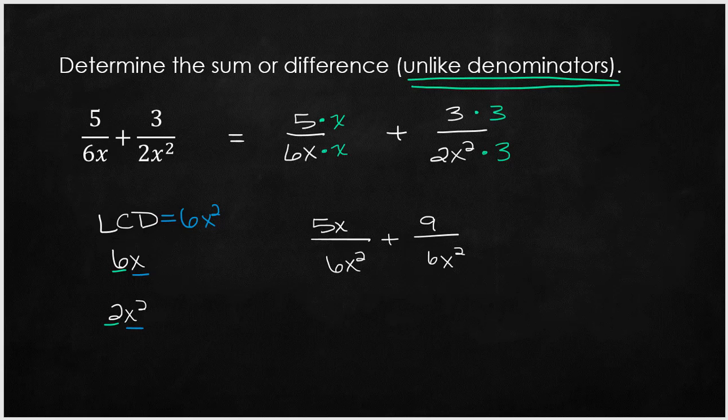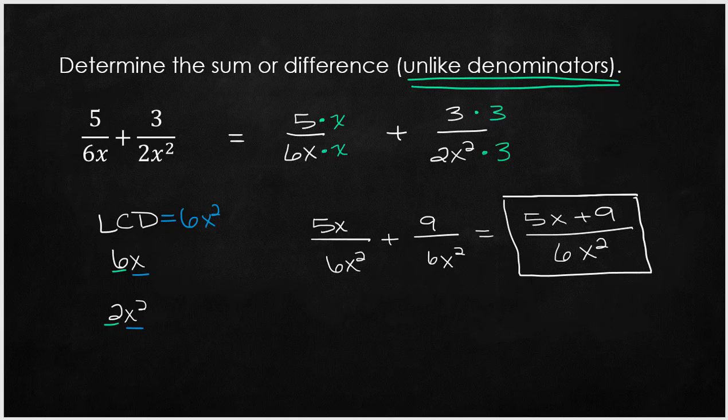Now that the denominators are the same, this is just like our first few examples we worked. So we get 5x plus 9 all over 6x squared. There's nothing we can do in the numerator because those are unlike terms, and we can't simplify any further, so this would be our final answer. So the first thing you do is find the least common denominator between your terms, and the second thing is to create your common denominators, and then you begin adding or subtracting.